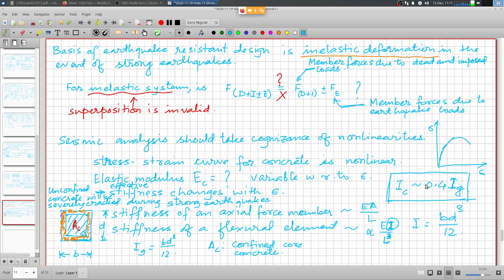So I shall stop here now, and in our next lecture we will look at the design issues for the ductile frame. Any questions?